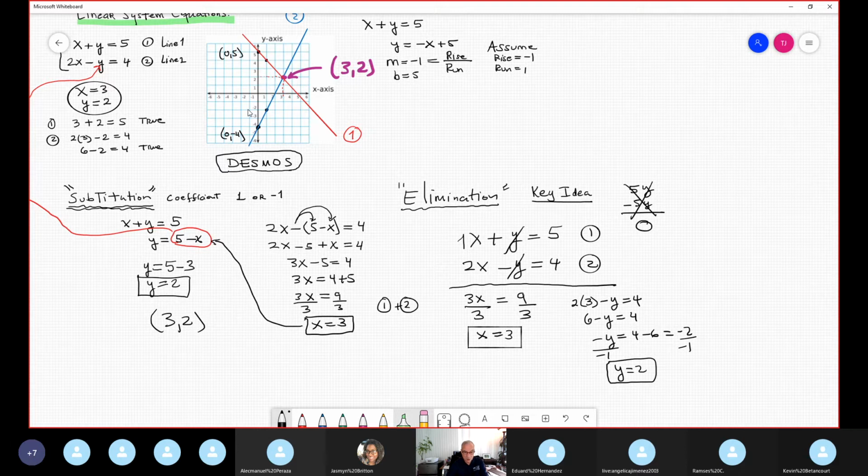Substitution, remember, and elimination. What is the best method? Well, it depends on the example. Sometimes one is better. I want to show you some tips to decide whether to use elimination or substitution. And graphing is never a good choice.